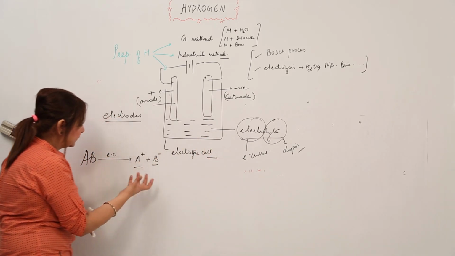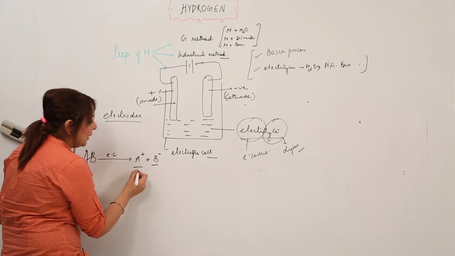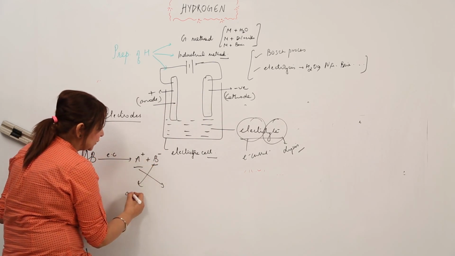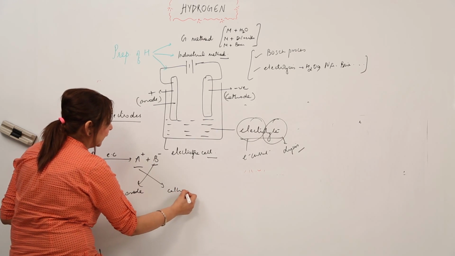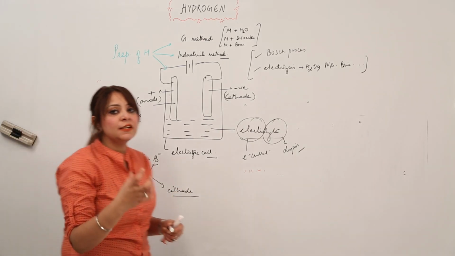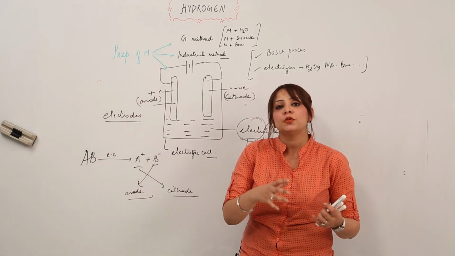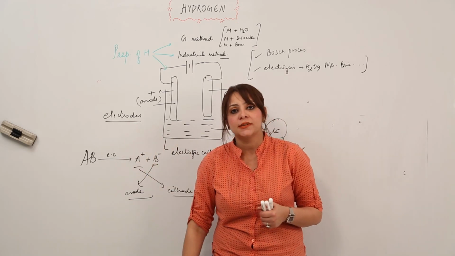And I'm just showing you what happens after these ions are formed. They migrate to the oppositely charged electrode. The negative ions will go to the positive electrode, that is the anode. The positive ions will go to the negative electrode, that is the cathode. Then specific reactions occur at the anode and cathode, with respect to oxidation and reduction. So this is what is happening in electrolysis.